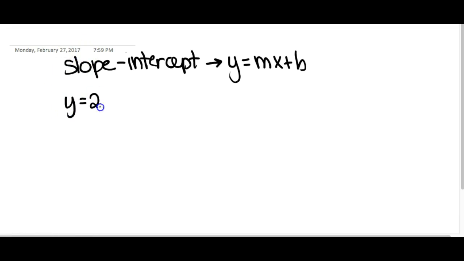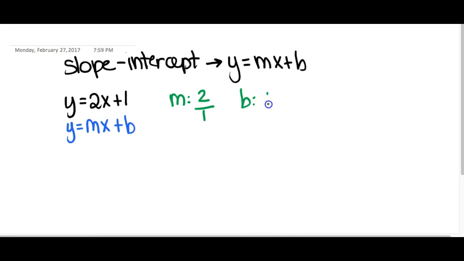Y equals 2x plus 1. Underneath it, I'm going to write the slope-intercept form so you can see how it matches up. Y equals mx plus b. And all we want to do is identify our slope, or our m value. Remember, it's the number next to the x. It's not the number and the x, just the number. So this is going to be 2, but we need to turn it into a fraction, so it's really 2 over 1. Our b value is where we begin, and in this case, it is a 1.